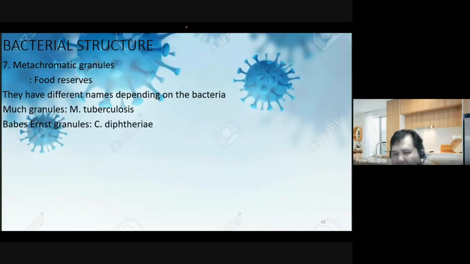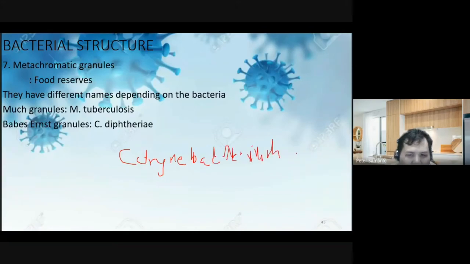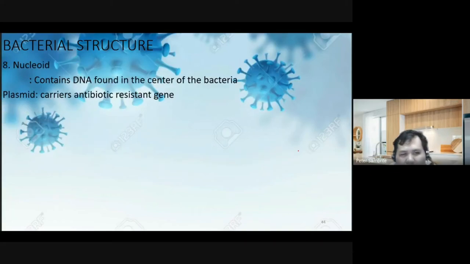Now, depending on the type of bacteria, their metachromatic granules would change their name. So for Mycobacterium tuberculosis, they are known as Much granules. While for your Corynebacterium diphtheriae, it is known as your Babes-Ernst granules. Then another one would be your nucleoid. So class, if you're going to compare this to a normal cell, this would be your nucleus. So it's called a nucleoid sa bacteria.